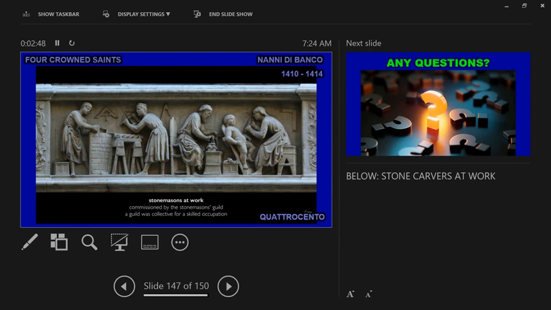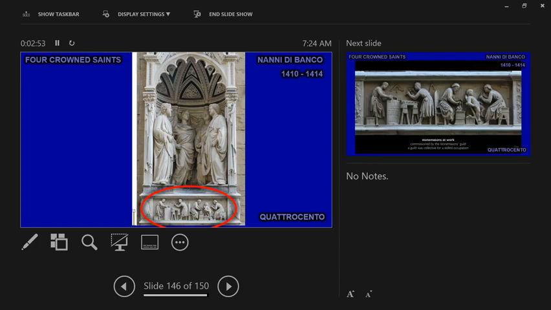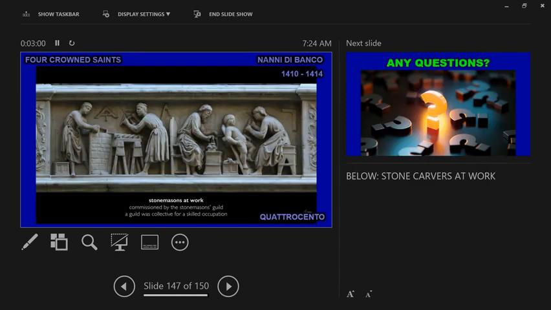So here we have the stonemasons at work. And that's an illustration of what their guild members do. On the left, you have an artist or artisan making a wall. So that's part of what stonemasons do. This guy right here is making a pillar. And then on the right, they are making a sculpture. So they're advertising what they do on the outside of this.